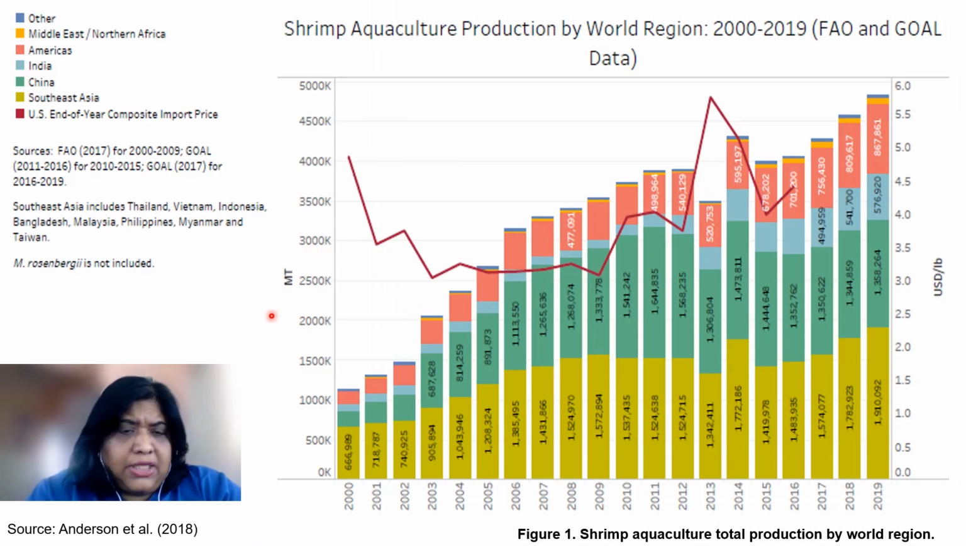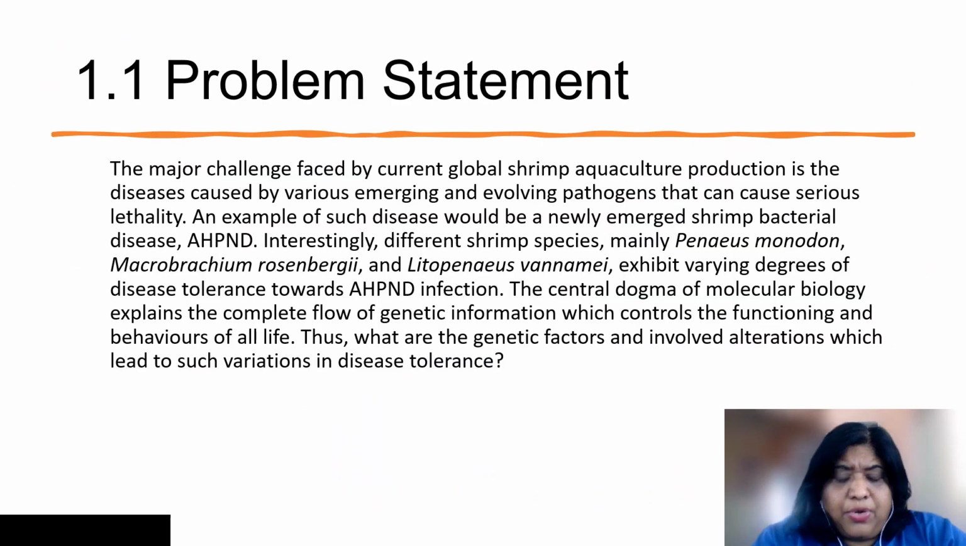Now, over more than 30 to 40 years, shrimps have been domesticated and it has expanded in terms of aquaculture. But as you can see, the biggest problem in shrimp aquaculture is disease, and it's happening everywhere across the regions of the world, where when they culture shrimps, the biggest problem is disease. So in our lab, these are the questions that we ask. The major challenge faced by current global shrimp aquaculture production is disease, and the recent outbreak of the shrimp bacterial disease called AHPND has affected the production.